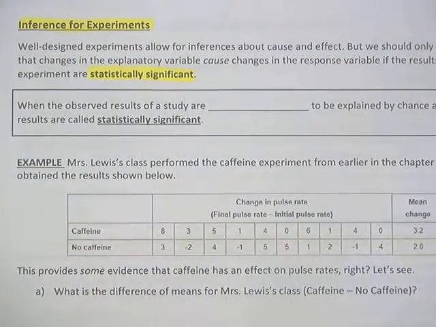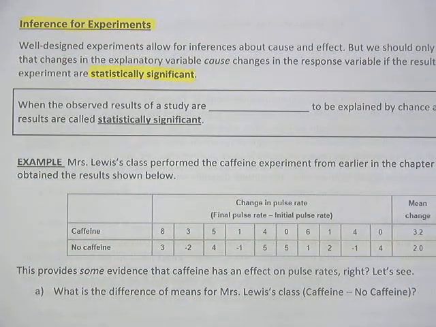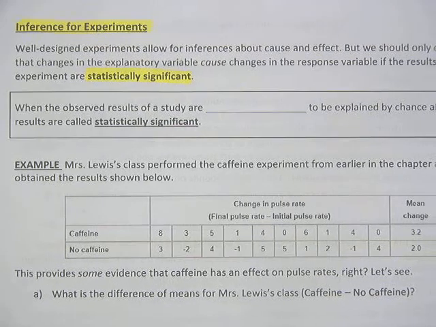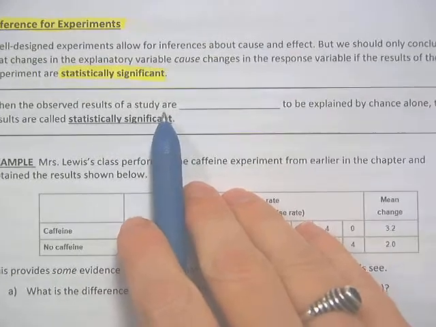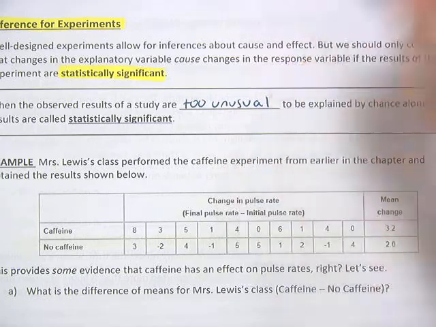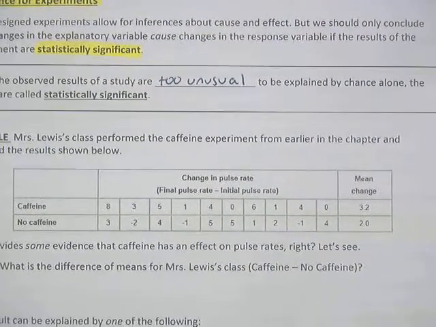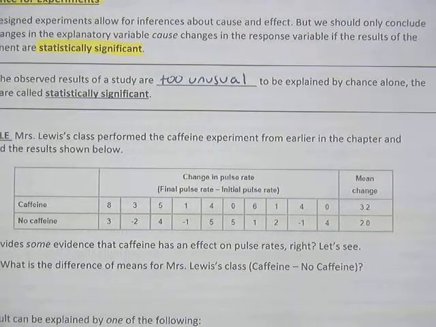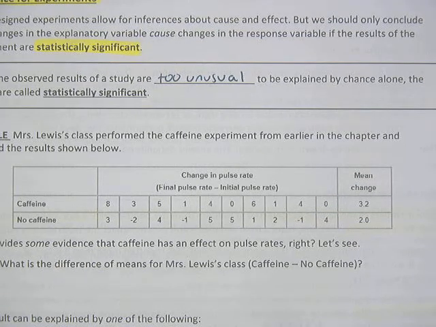What does that mean? If you're reading a problem and it says something happens and the numbers in the experiment show that it's statistically significantly larger or something like that, what that means is the observed results are too unusual to be explained by luck or chance. So there's something going on there. We can draw some sort of conclusion if our results are statistically significant.